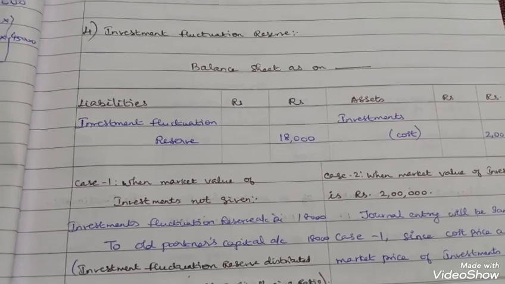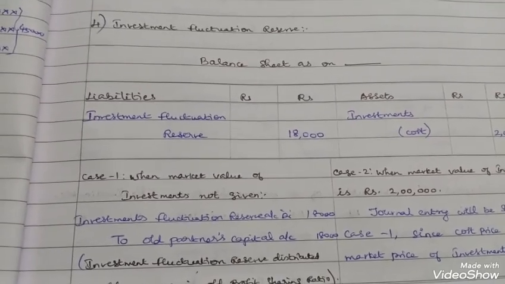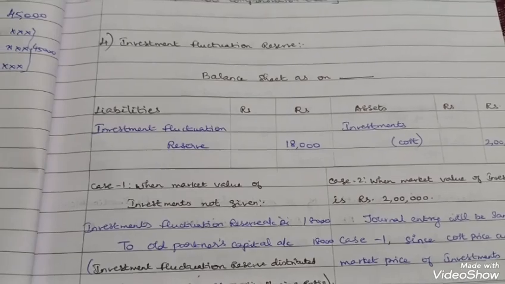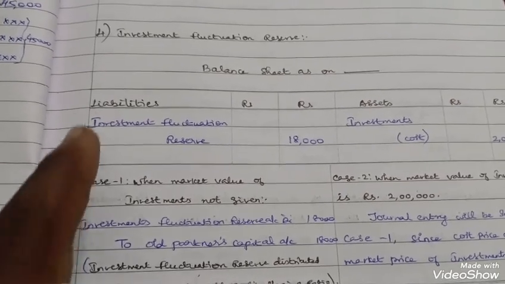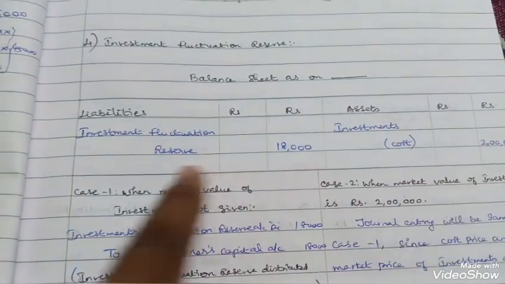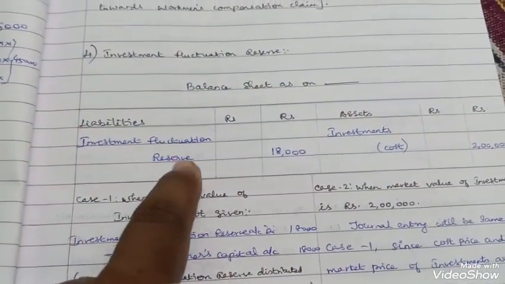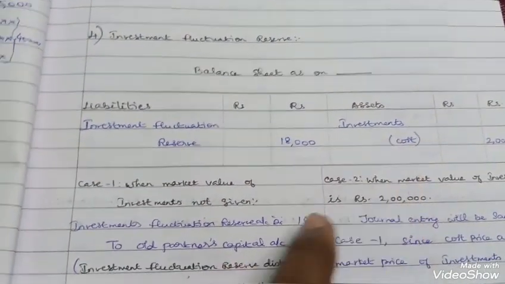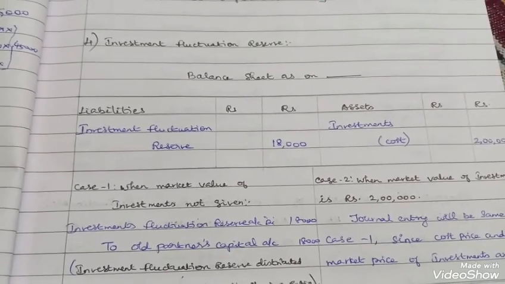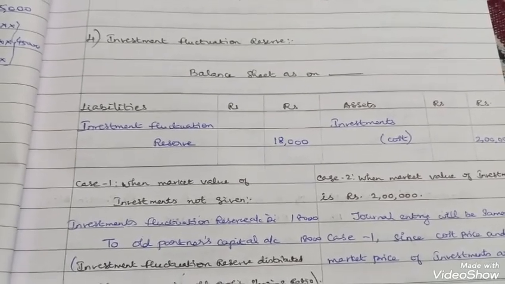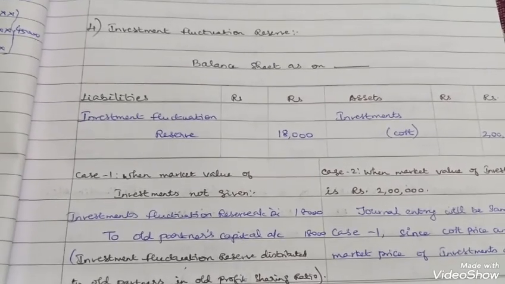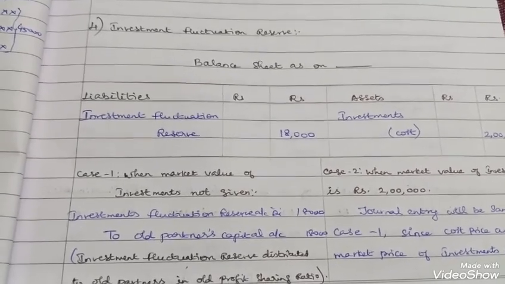The next important concept is investment fluctuation reserve. Like the workman compensation reserve, this is also a very important concept, so here I will be explaining. In the question they will be showing investment fluctuation reserve and investments. If you ask what is the purpose of this investment fluctuation reserve, it is to support the investments when there is a fall in the market value of the investments.